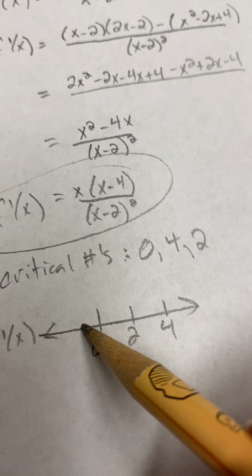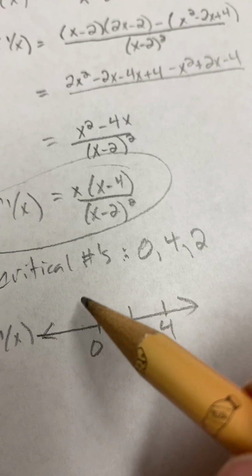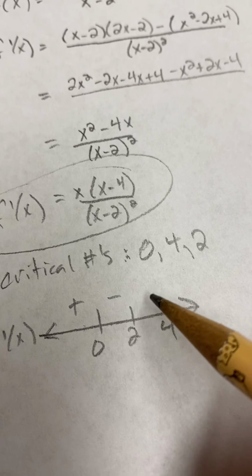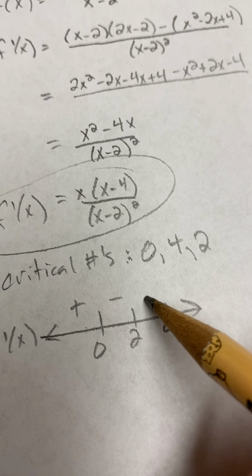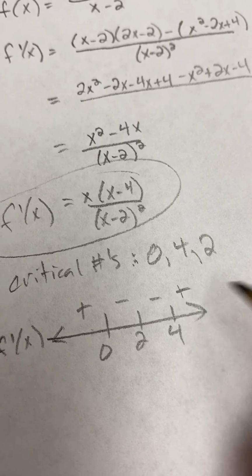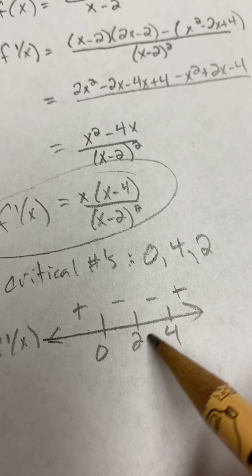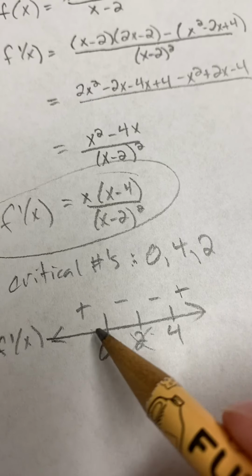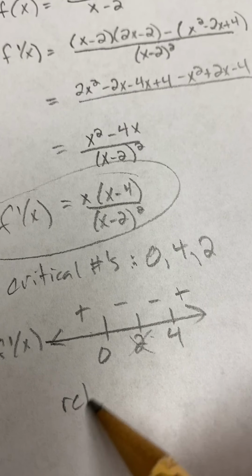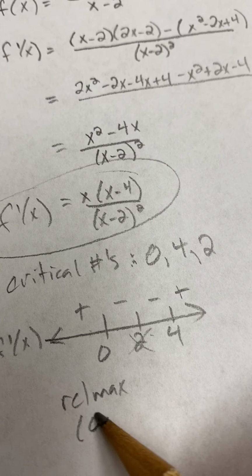If we plug in a -1, we get positive. If we plug in 1, we get a negative. If we plug in 3, we get negative. And if we plug in 4, we get positive. Okay, so remember, this is an asymptote. But here at 0, we go from increasing to decreasing. So we have a relative max at 0.